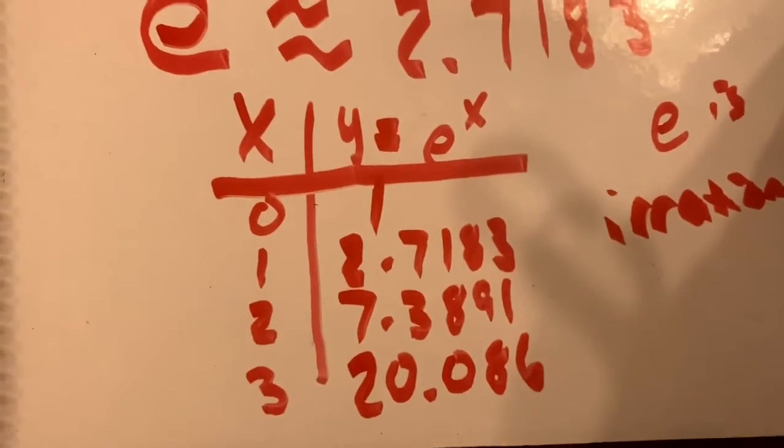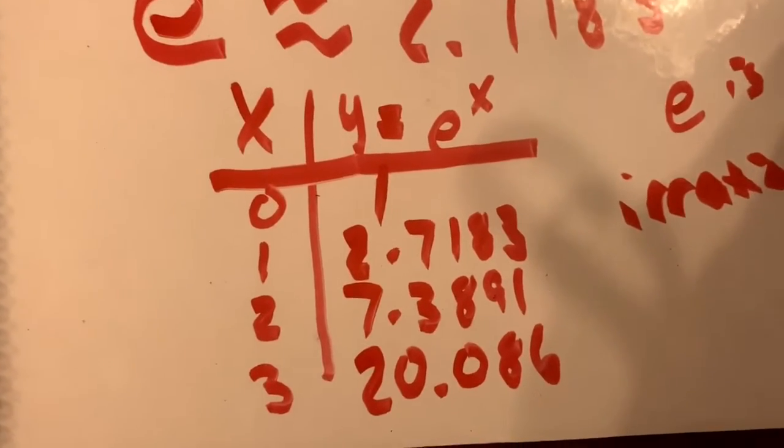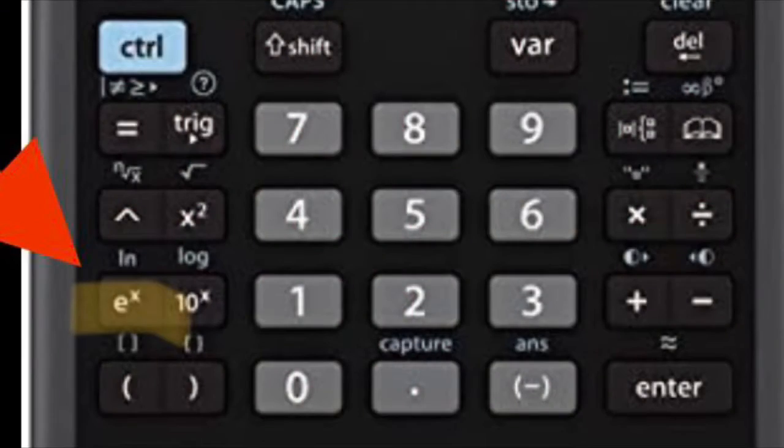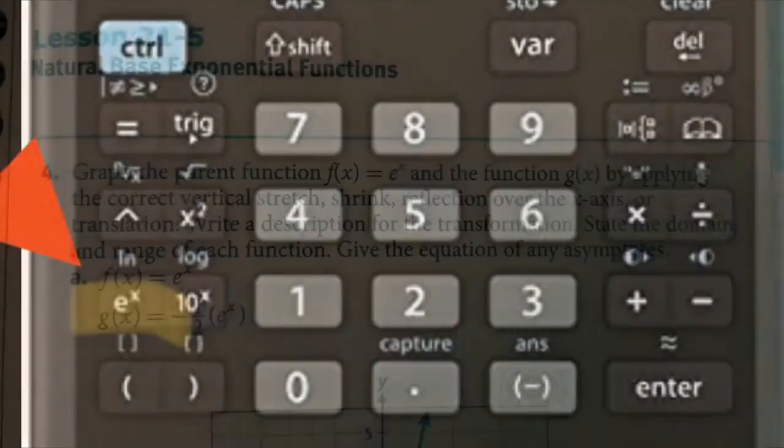So e is irrational. These decimals never end. I can't write e as a ratio of some number over another number like a fraction. It's non-terminating, non-repeating, so e is irrational. On your calculator, that arrow's pointing to the e to the x button, your natural base exponent. If I hit that button, a little box will pop up, I can put a 1 in there, hit enter, and it'll give me approximately 2.7183 if I round it. It's the button just below the caret that I use to put any exponent in. It is an irrational number.